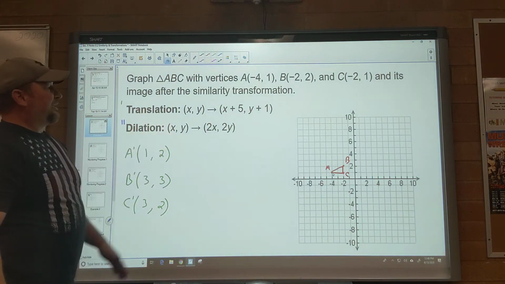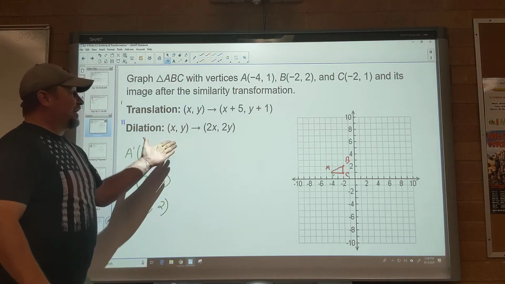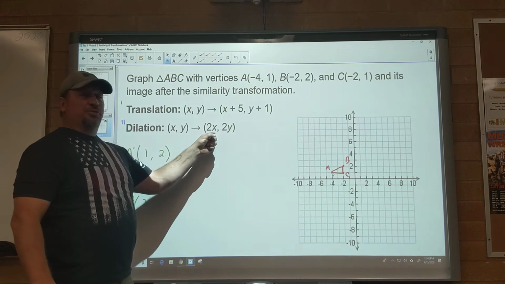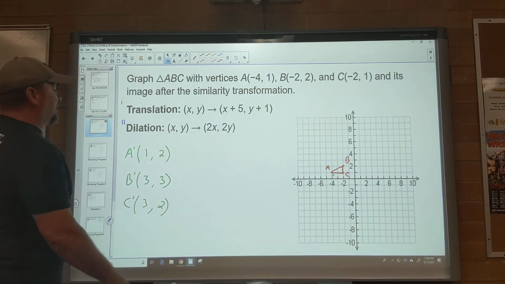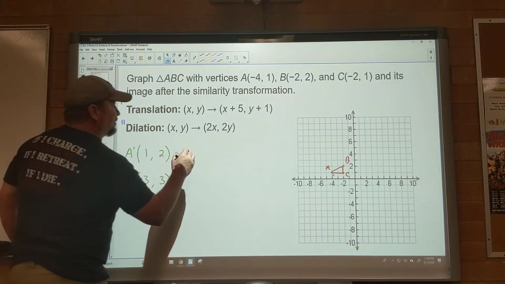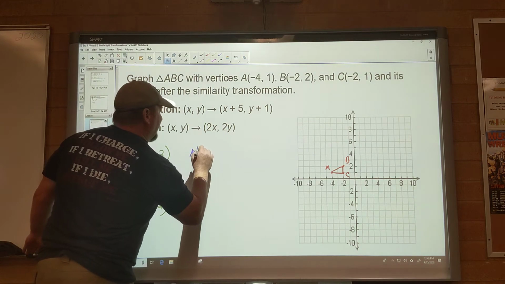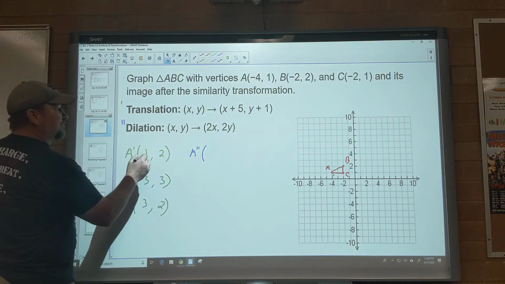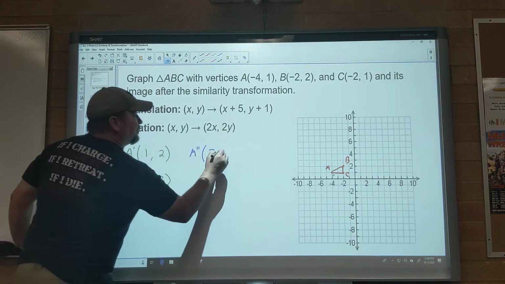Now we're going to do the dilation. They want our scale factor. Our scale factor they're trying to tell us is a 2, so K is 2. And we're going to multiply 2 by every one of these numbers. So now A double asterisk will be 2 times 1 is 2, 2 times 2 is 4.